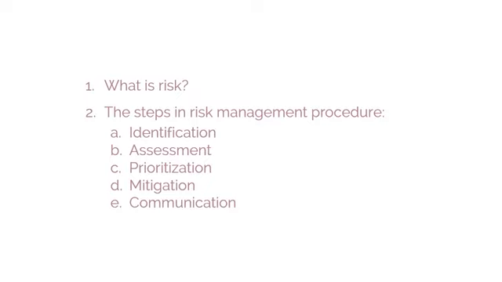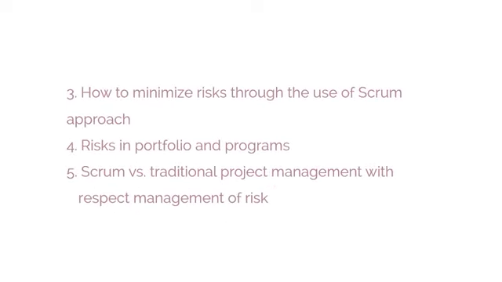In this session, we will look at another of the 5 aspects of the SPOC framework, risk. As part of this chapter, we will discuss what is risk, the steps in the risk management procedure, such as identification, assessment, prioritization, mitigation, communication, how to minimize risks through the use of the Scrum approach, risks in portfolio and programs, and finally, Scrum versus traditional project management with respect to management of risk.